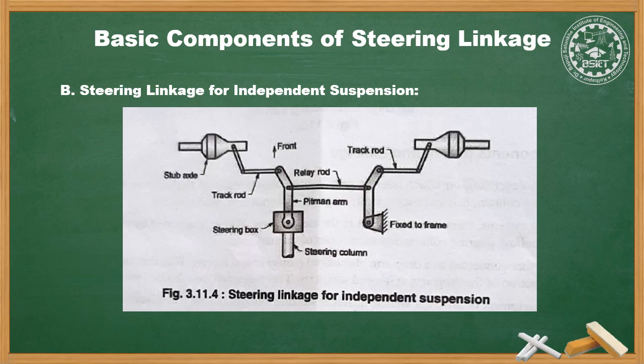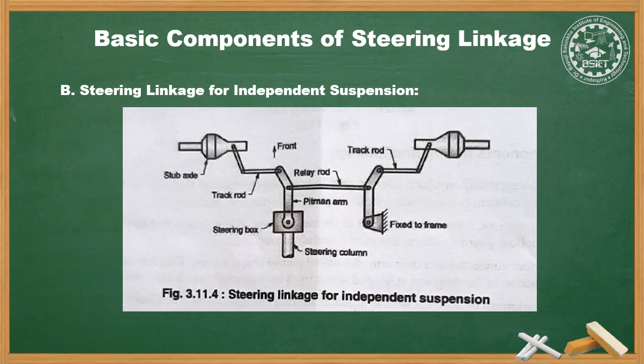In case of independent suspension, the two stub axles can move up and down independent of each other, due to which the distance between the ball joint ends of the two track arms is continuously varying. On account of this, a single track rod cannot be used. Instead, three track rods are used, the center portion being called the relay rod. The other two are the track rods and the center one is called the relay rod.